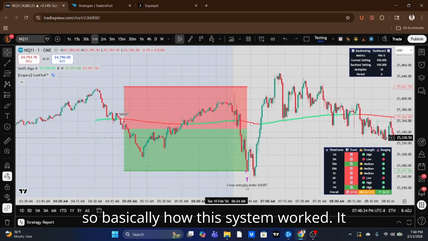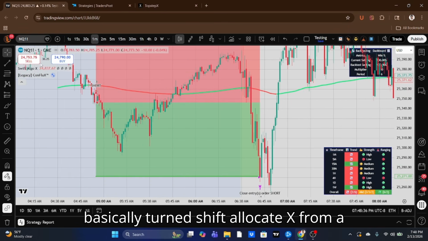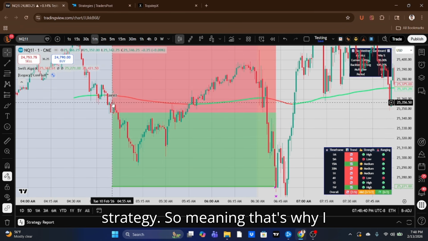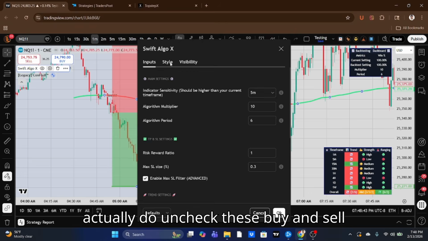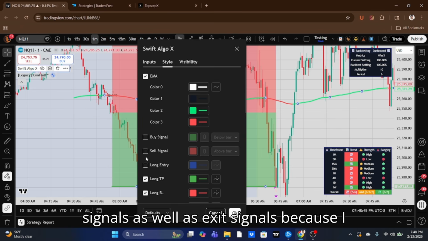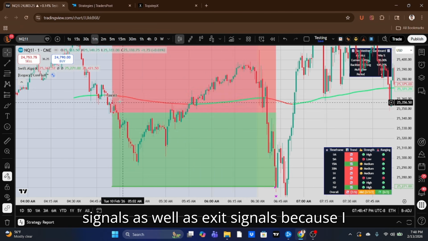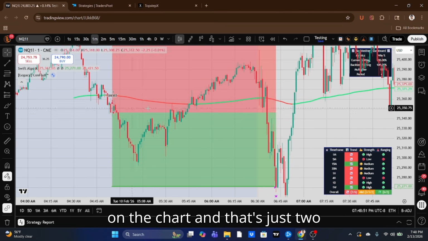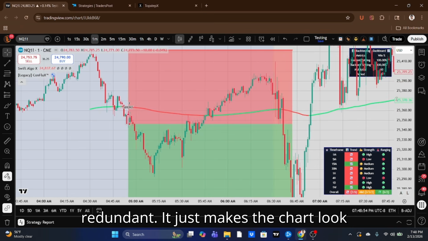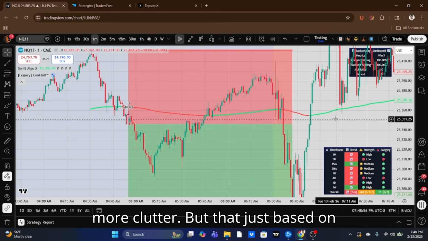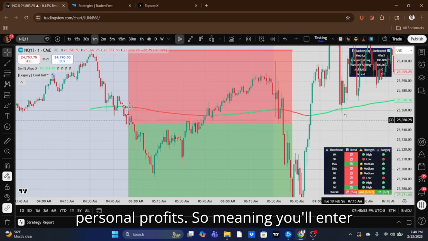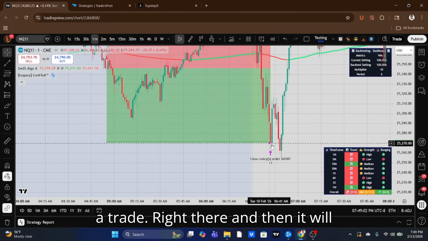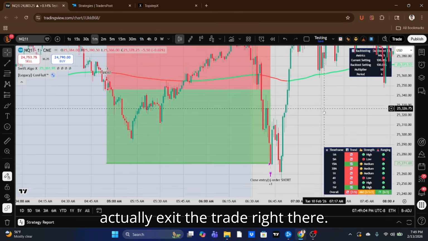So basically how this system works, it turns Swift Algo X from a TradingView indicator to a TradingView strategy. That's why I uncheck these buy and sell signals as well as exit signals, because I already have the ConFlux strategy signals on the chart, and that's just too redundant. It just makes the chart look more cluttered, but that's just based on personal preference. So you'll enter a trade right there, and then it will exit the trade right there.